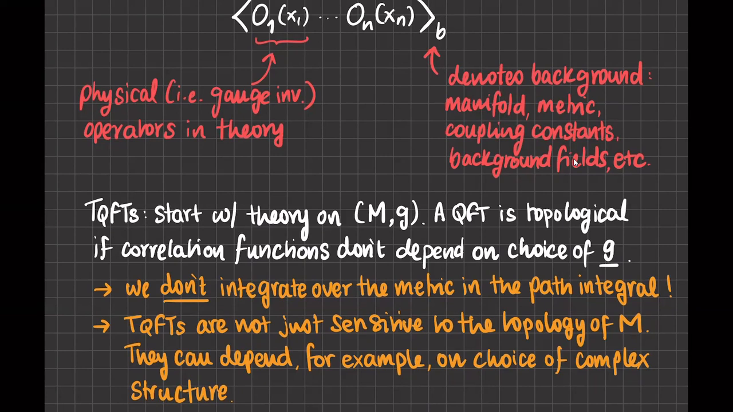Okay. The key point here to remember is that we are not introducing a metric and then integrating over all the possible metrics that you can put on this manifold. Okay. The metric is a background in this game. The point is that if I have a manifold M and I give you any two metrics, G and G prime, right? Then the correlation function doesn't care about whether you put G on the manifold or G prime on the manifold. That's the point. We're not integrating over the metric in the path integral.